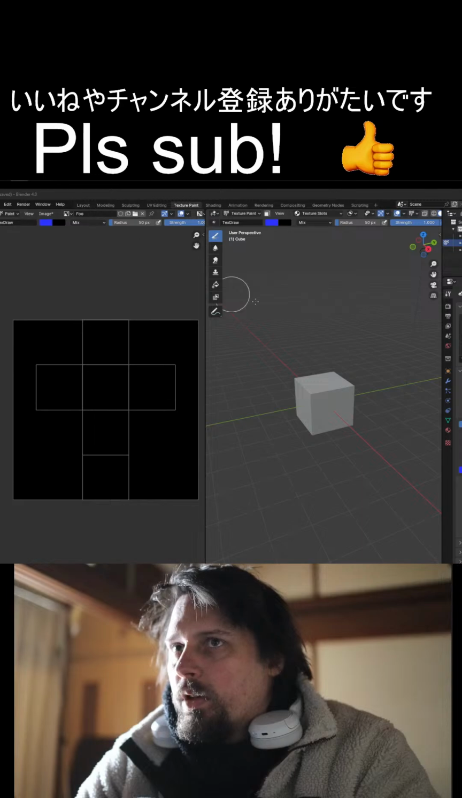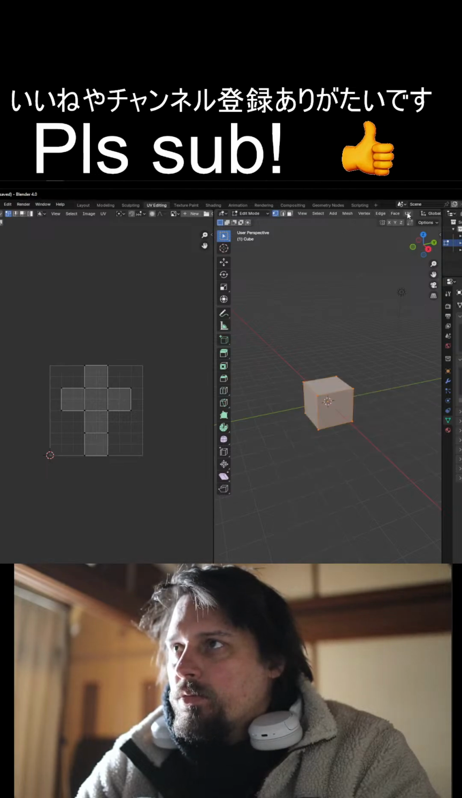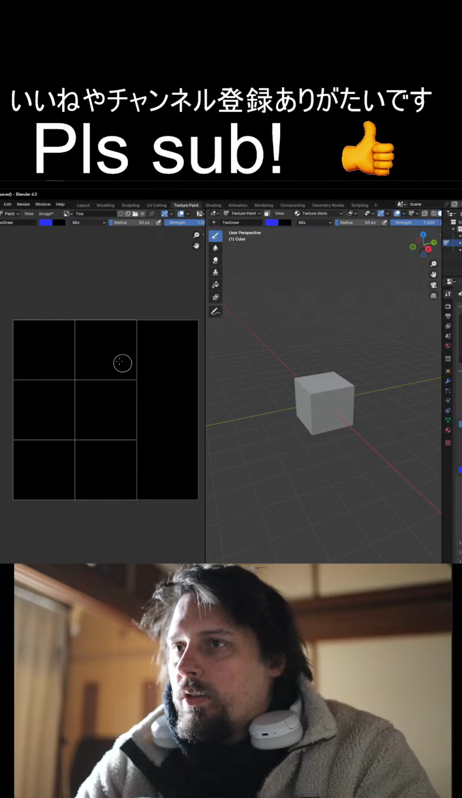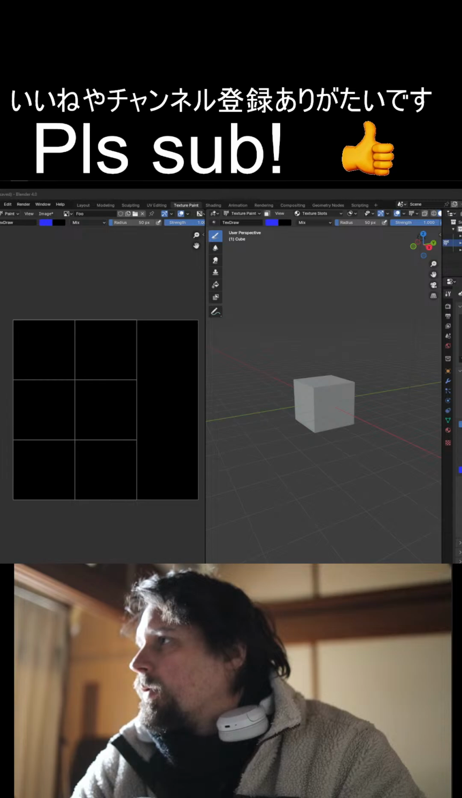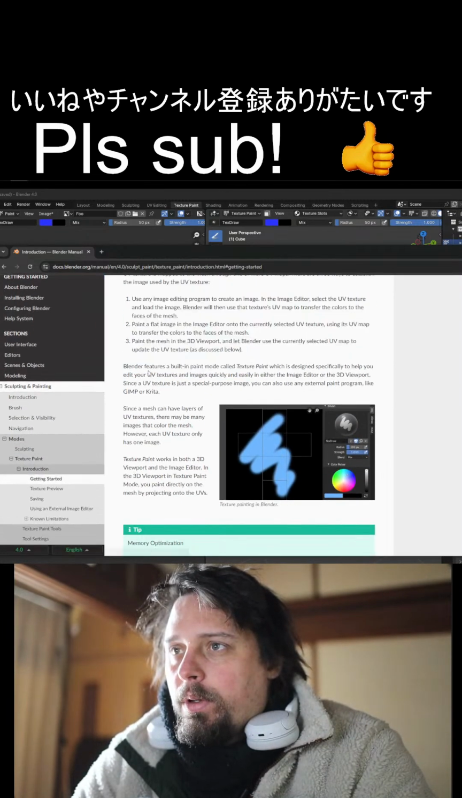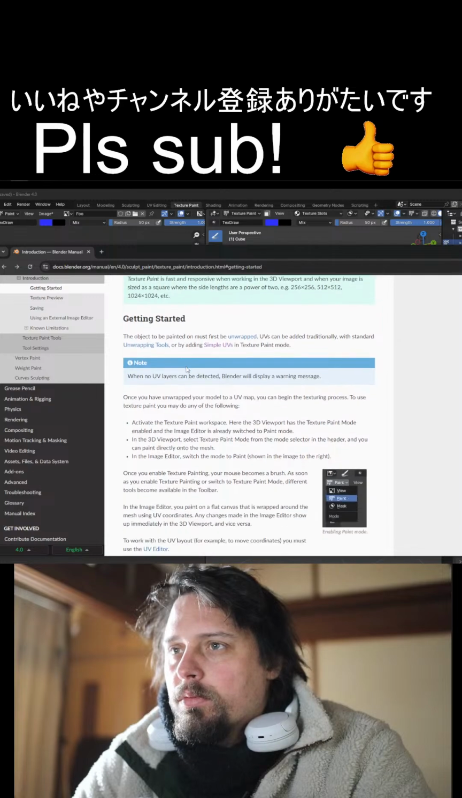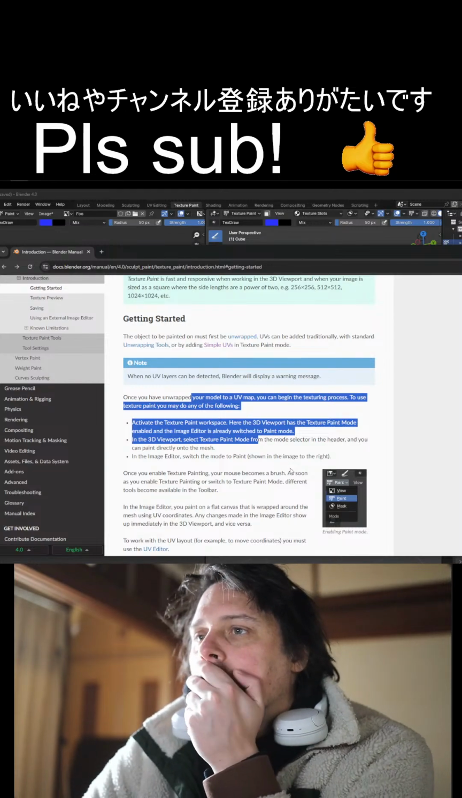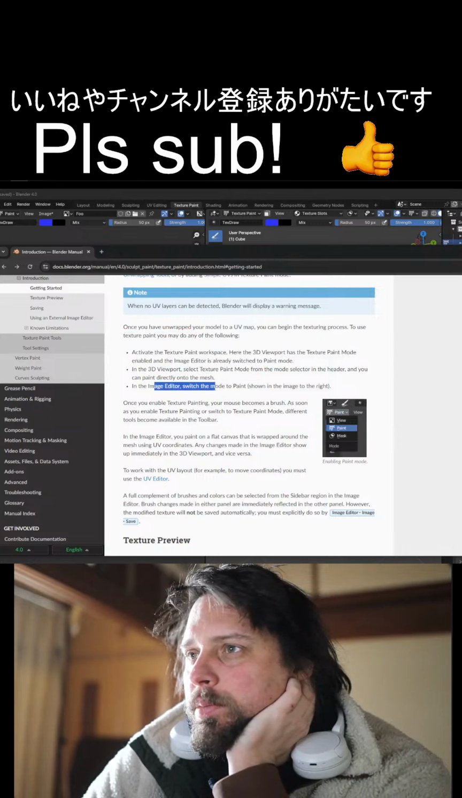These are the UVs already, but just in case, let's go and unwrap. Okay, then texture paint. That changed, that's coolness. You can't paint anything. Okay, Blender docs. Let's check back on 4.0 just in case there's any differences, because that was 4.3. This looks all the same. In the image editor, switch the mode to paint. It's already there.